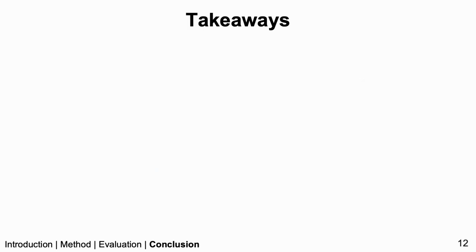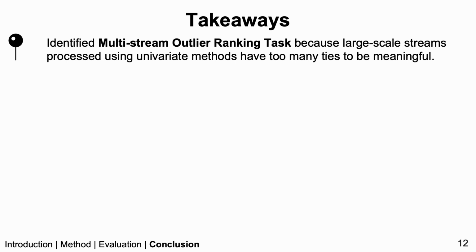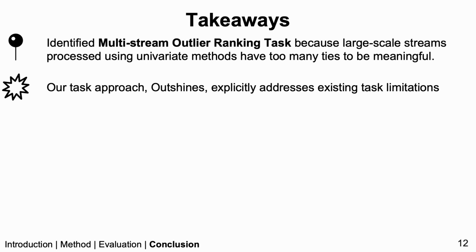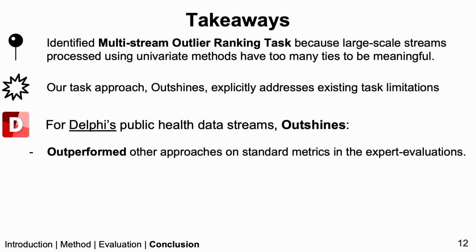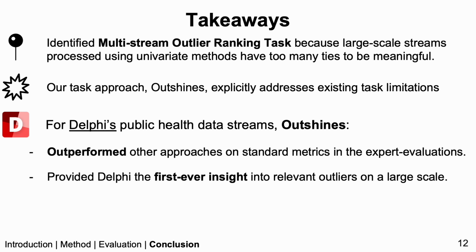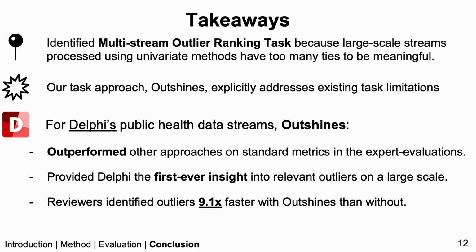To conclude, we just have a few takeaways. First, we identified this task of multi-stream outlier ranking because many large-scale streams processed using univariate methods have too many ties to be meaningful. Our task approach, OutShines, explicitly addresses existing task limitations, especially those that stem from the historical test statistic distribution. Specifically, for Delphi's public health data streams, OutShines first outperformed other approaches on standard metrics in the expert evaluations. It also provided Delphi the first ever insight into the outliers that were worth investigating on a large scale. And finally, reviewers were able to identify outliers 9.1 times faster with OutShines than without.